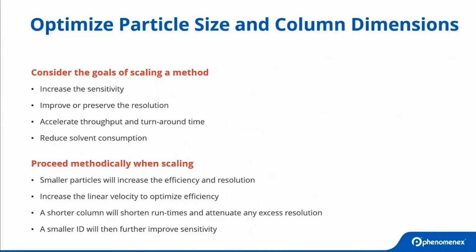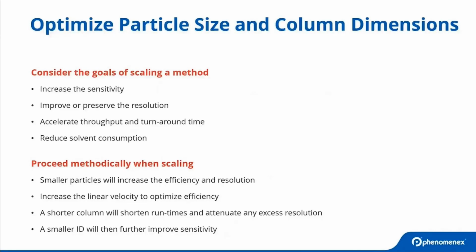And so now we can put all this together. We can change our particle size and change our column dimensions at the same time so as to scale a method with the intent of increasing sensitivity, preserving our resolution, or perhaps just simply improving our resolution, and then also accelerating the throughput and turnaround time, which has the additional benefit of reducing the solvent consumption during a method.